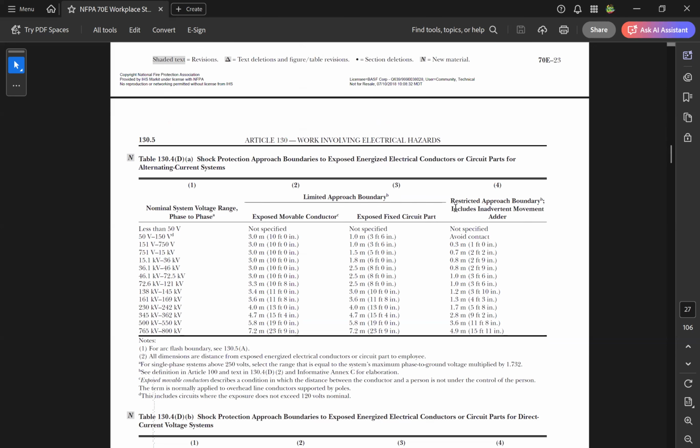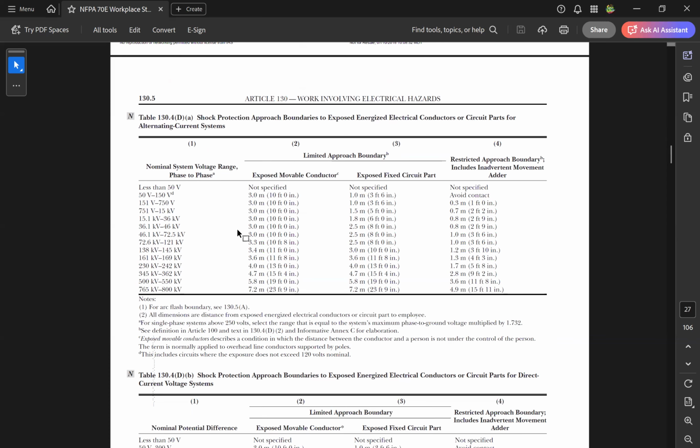So in these tables, like I said, it's going to cover limited and restricted approach boundaries. The first column is going to have your nominal system voltage. So that's the voltage of the system that you're going to be working on, and that's a phase-to-phase voltage in this case. The next column will be exposed movable conductors, and as you can see, that has a superscript of a C. So we'll follow that down to see what they mean by exposed movable conductors. So we'll read that in this table.